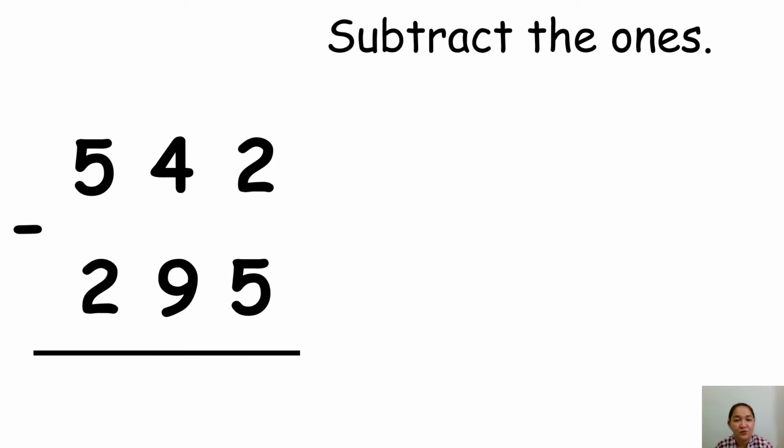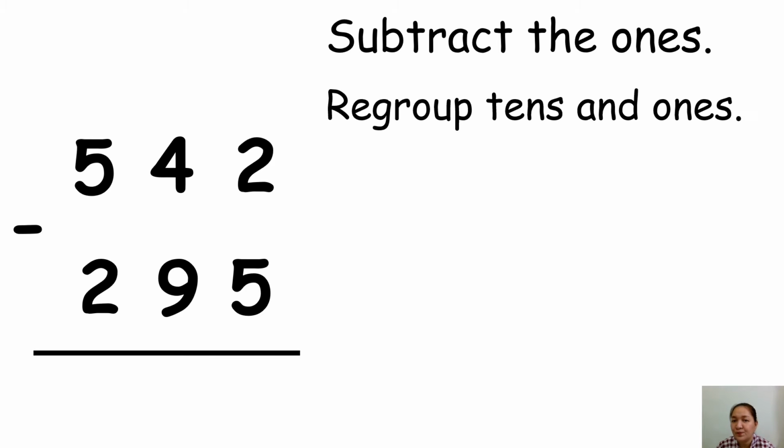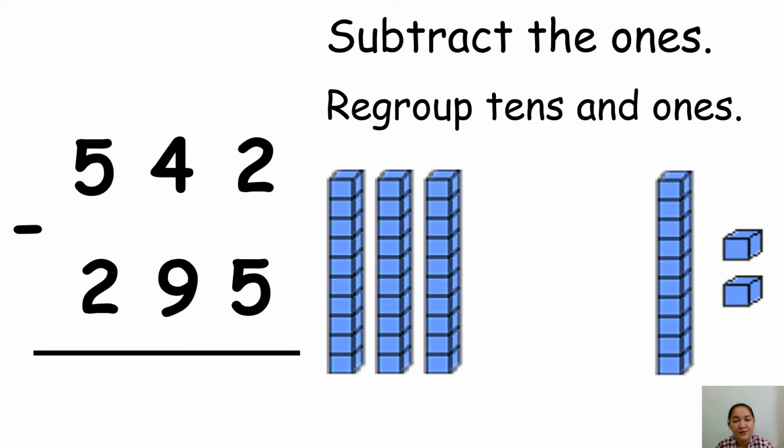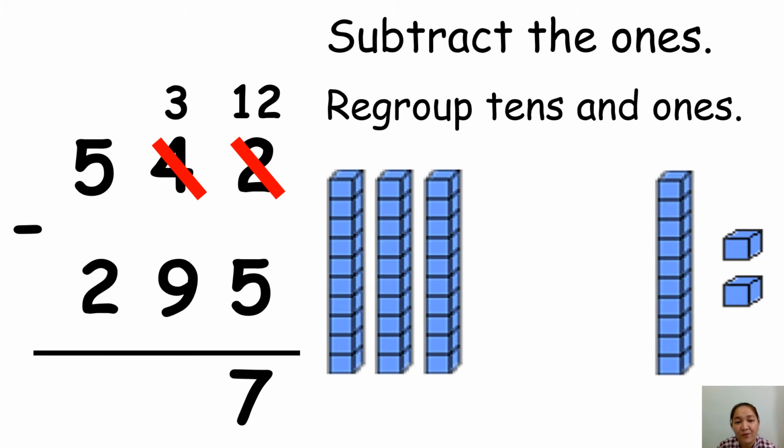First step, subtract the ones. 2 minus 5 cannot be because we cannot take away 5 from 2. So what are we going to do? Regroup tens and ones like this. So 2 ones will become 12 ones. And then 4 tenths will become 3 tenths. So we can now subtract: 12 minus 5 is 7.